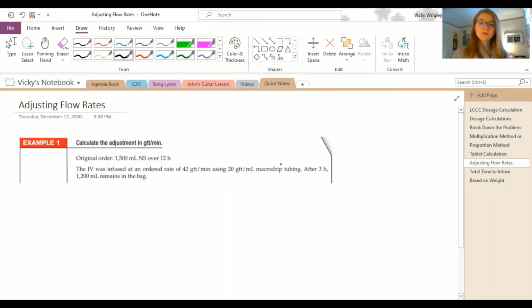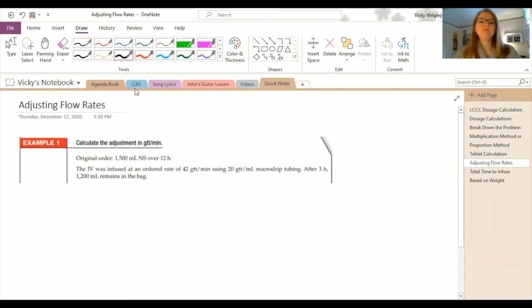This is a flow rate problem. We're going to be looking at adjusting a flow rate. So the example asks us to calculate the adjustment in drops per minute. The original order was 1,500 milliliters normal saline over 12 hours. So the patient needs to receive a total of 1,500 milliliters over 12 hours of time of infusing. The IV was infused at an ordered rate of 42 drops per minute using 20 drops per milliliter macro drip tubing. After 3 hours, 1,200 milliliters remains in the bag.